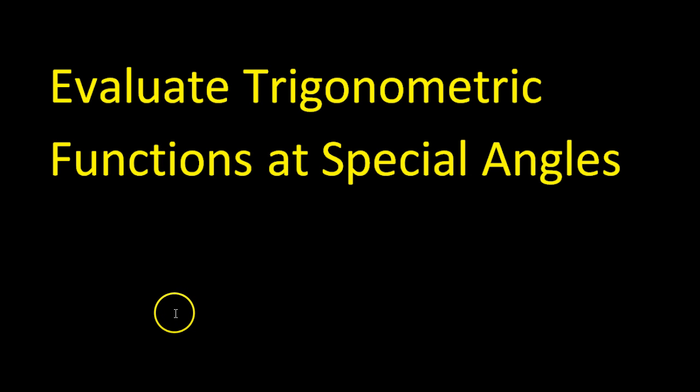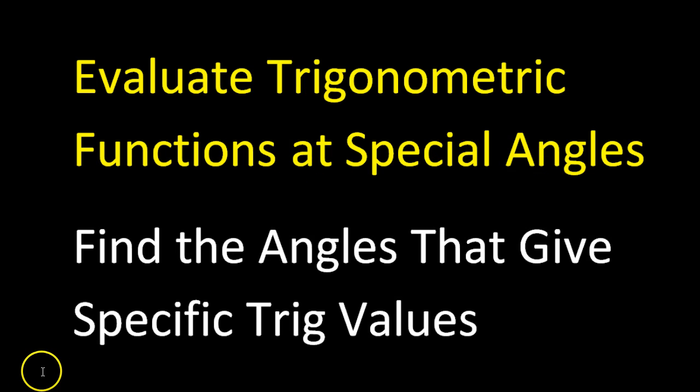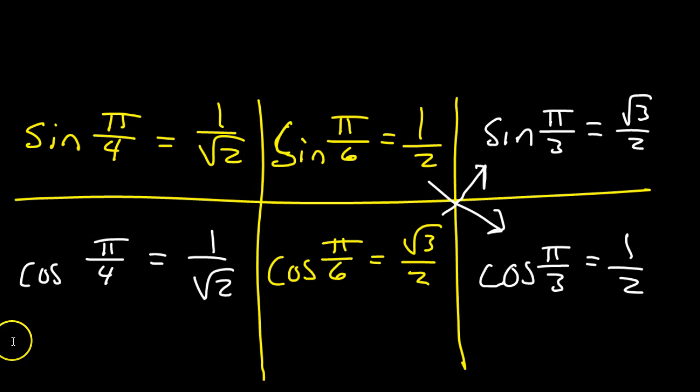In this video, we will evaluate trigonometric functions at special angles. We will also be finding the angles that will give specific trig values. We are going to need these 6 facts to be able to do this, in addition to a little bit of knowledge about the unit circle. So make sure you have these facts back in the front of your brain.